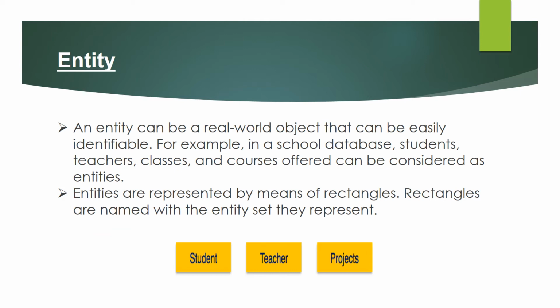Now we will discuss the elements of the ER diagram in detail. First one, let us understand what an entity is. An entity can be a real world object that can be easily identifiable. For example, in a school database, students, teachers, classes and courses offered are all considered as entities, and these entities we represent by means of rectangles. Rectangles are named with the entity set they represent.